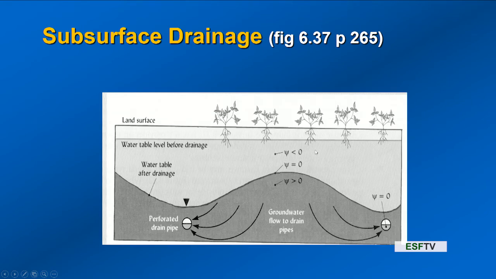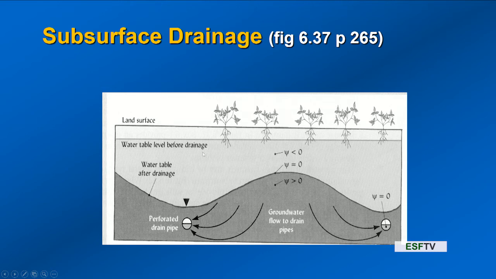We can do the same thing with drainage tiles. Drainage tiles refer to buried pipes, which allow transfer of the water out. Now, these are perforated on the bottom. We try not to perforate them on the top because we try to keep the soil out of them. So this is one way to keep them from filling up with soil.